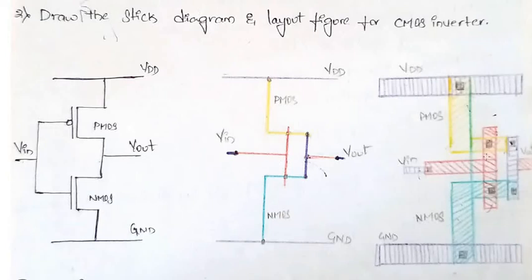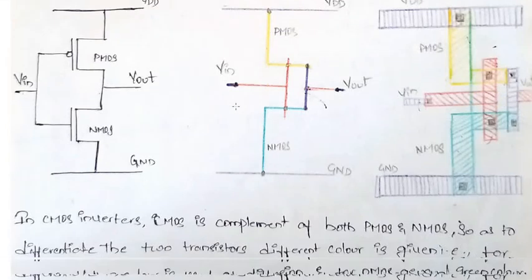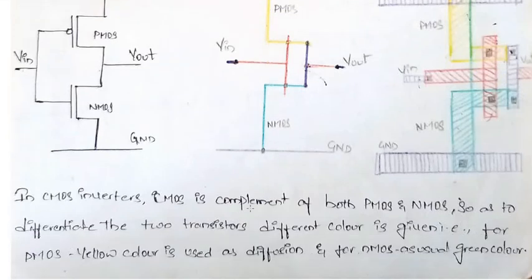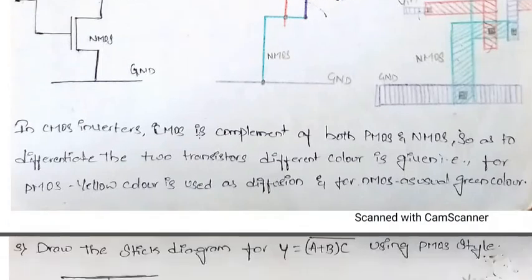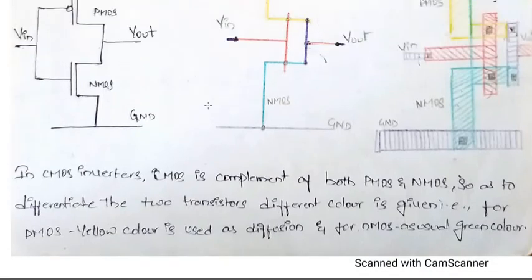So this is how you are going to draw the stick diagram as well as the CMOS layout diagram for your CMOS inverter. I hope you are clear with those two examples of how you are going to prepare the layout diagrams or layout figures. In the CMOS inverter, CMOS is the complement of both PMOS and NMOS. So to differentiate the two transistors, different colors are given. For PMOS, as I have said, yellow color is used, and for N diffusion or the NMOS, as usual, green color will be used. So this is about your CMOS as well as the NMOS inverter.